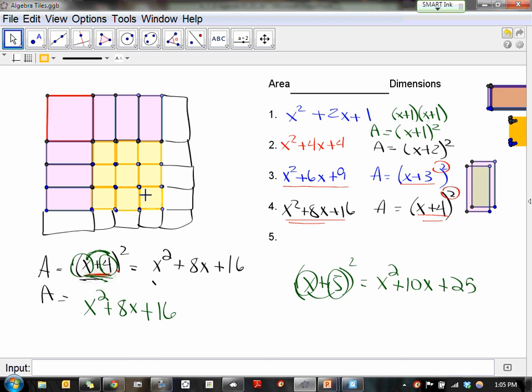Mr. Williams, when you square a binomial, you'll always get a? Trinomial. When you square a binomial, you get a trinomial. What does this trinomial represent? What does every one of these trinomials represent?